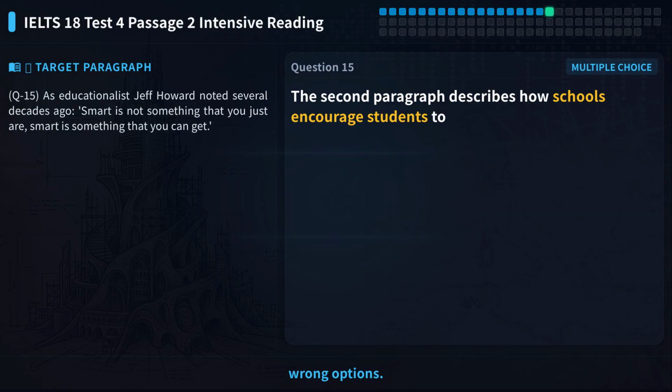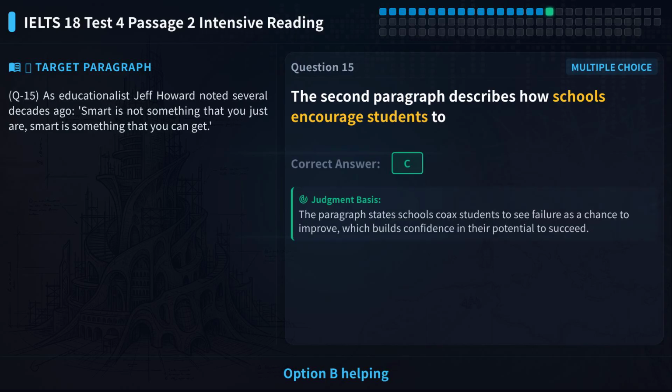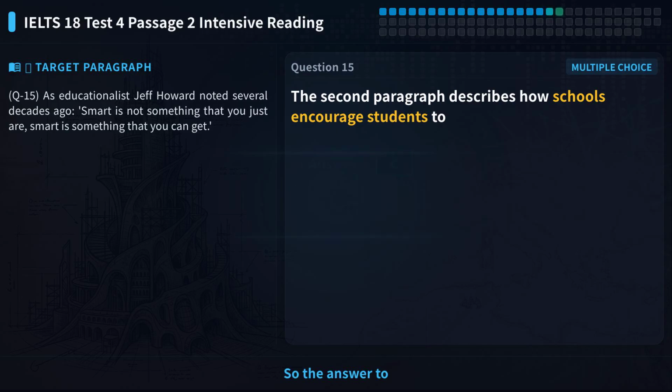Now let's eliminate wrong options. Option A personal goals is not mentioned. Option B helping each other is also not mentioned. Option D focusing on strengths is wrong because the text focuses on changing views about failure, not identifying strengths. So A, B, D are all wrong. So the answer to question 15 is C.